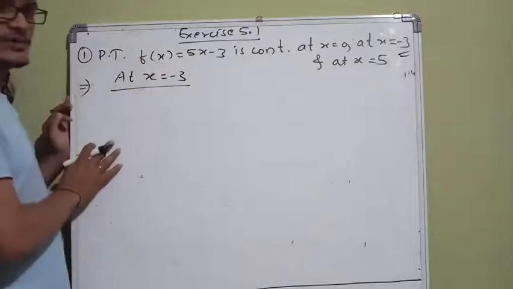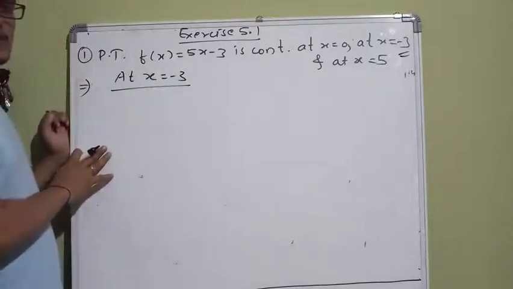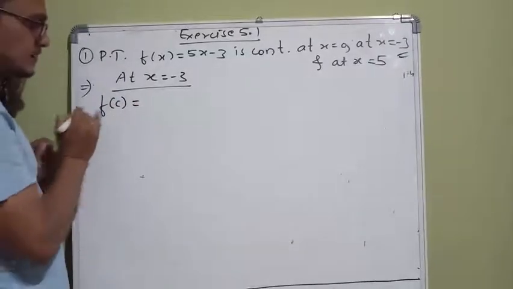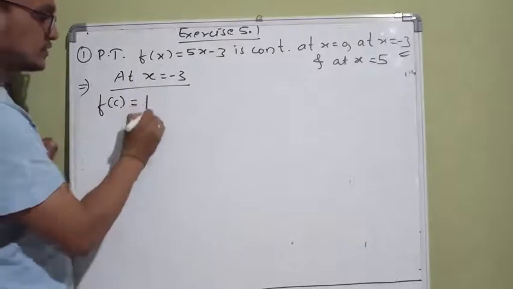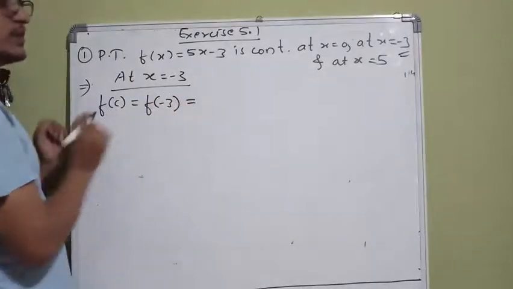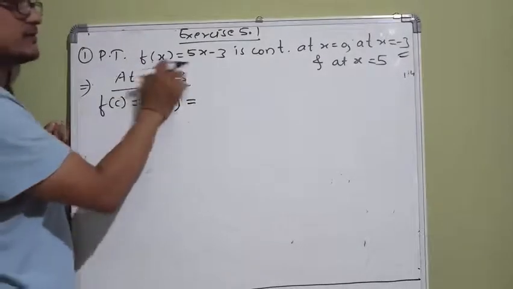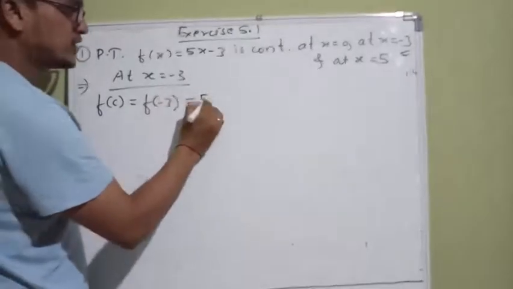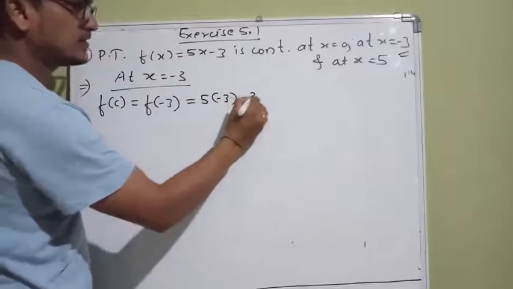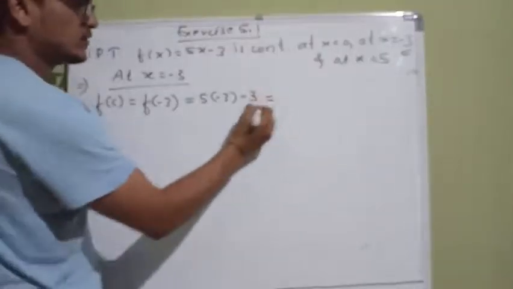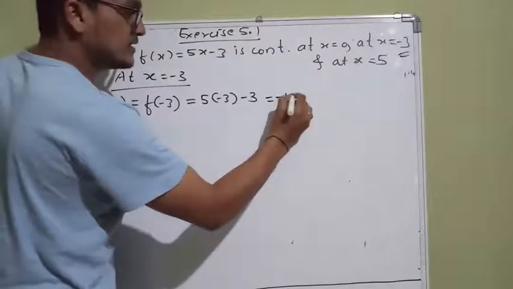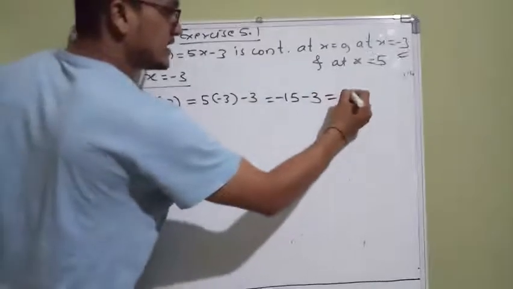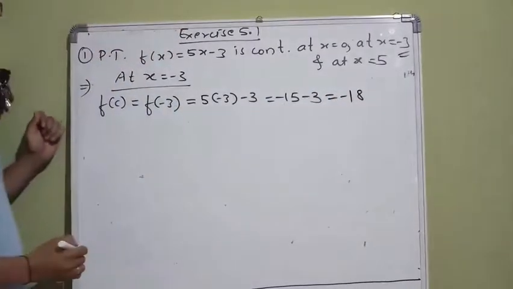If you see, the function is normal, so we use the first definition. First we will check f of c, but c is minus 3. So f of minus 3: wherever x is there, we have to put minus 3. So 5 into minus 3 and this minus 3 as it is, which is minus 15 minus 3, and the answer is minus 18.